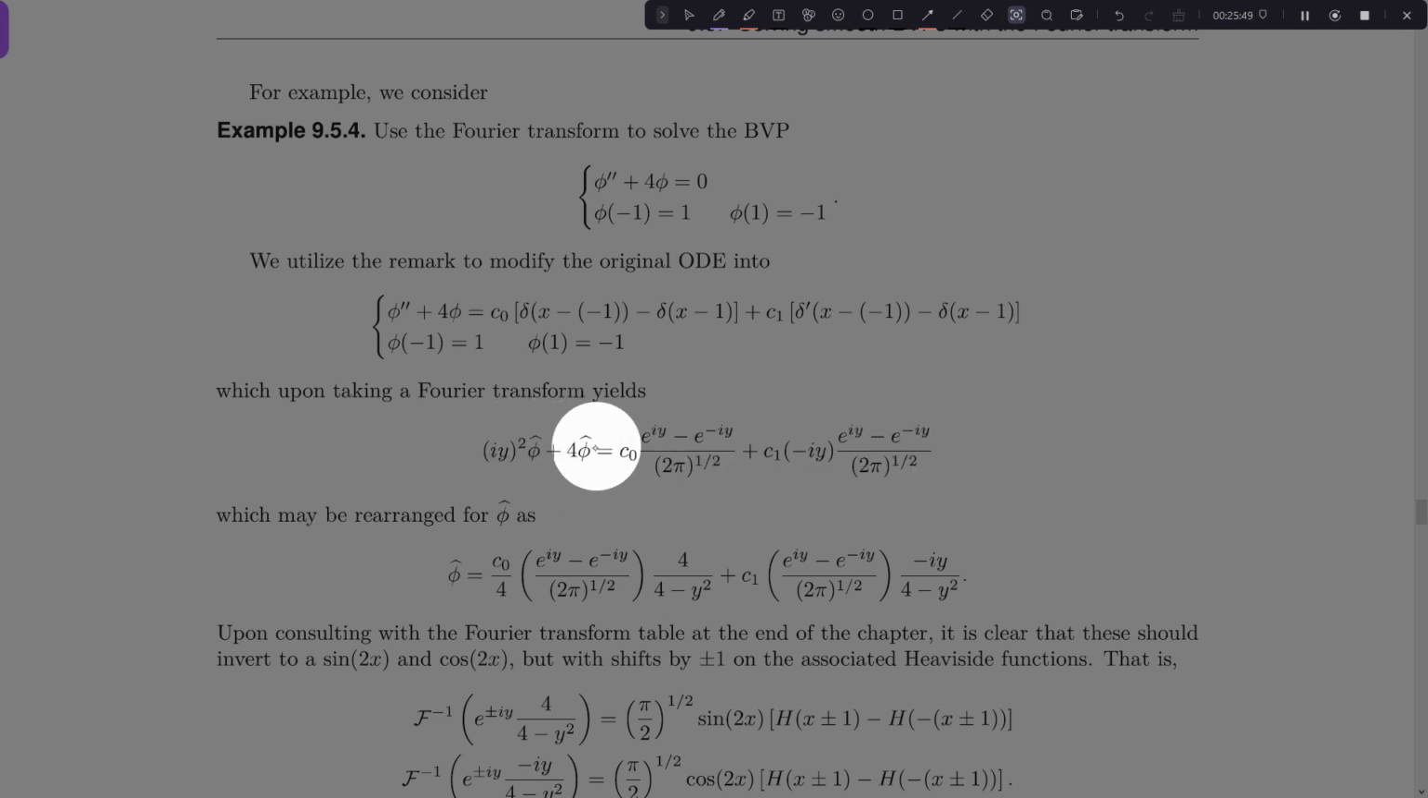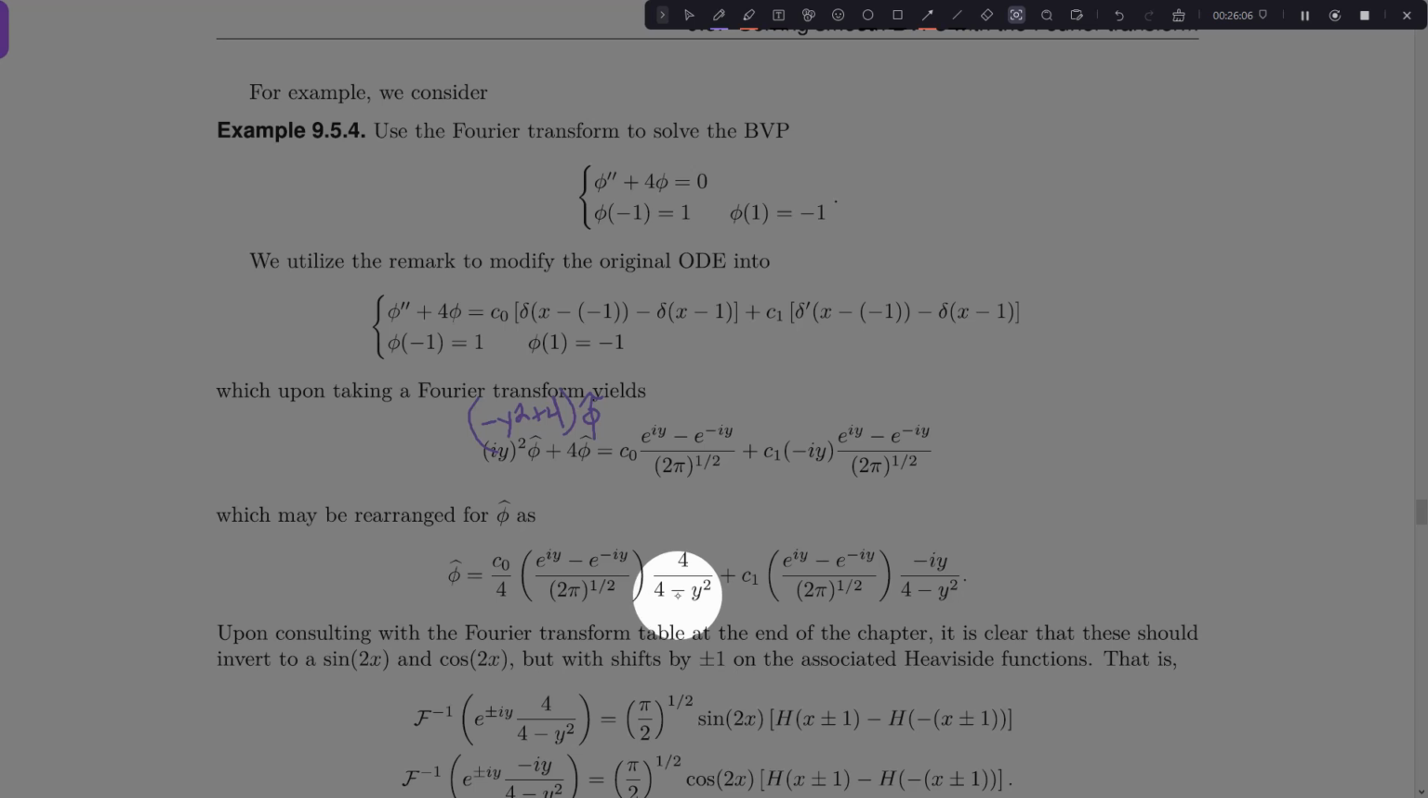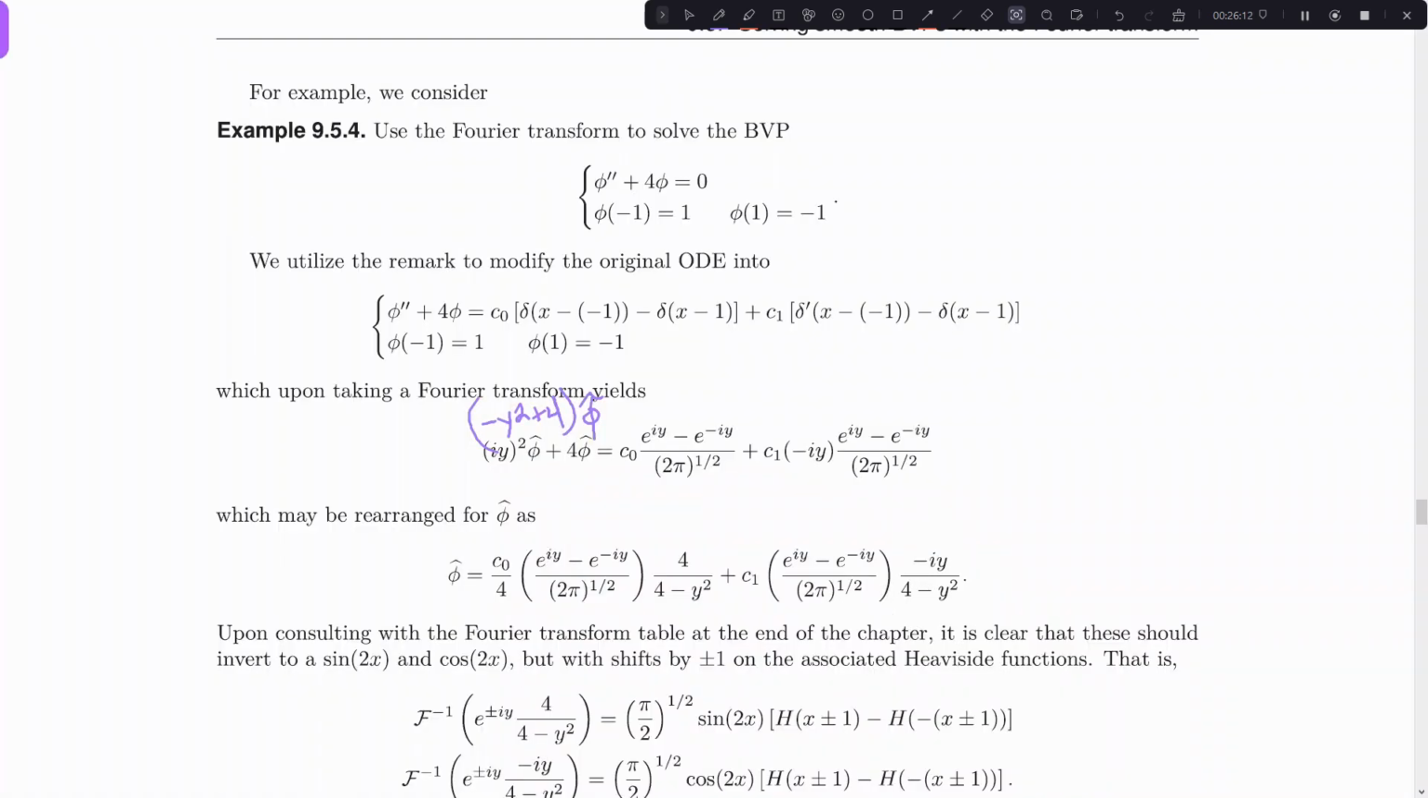Okay, so jumping back here, I have my exponentials and I have my iy out front, and then I've solved everything for phi hat, right? If I factor out phi hat, I'm dividing by what is (iy) squared? That's -y squared plus 4 phi hat. That's what the left-hand side looks like, so I'm going to divide both sides by 4 minus y squared. That's why I have 4 minus y squared in the denominator there, 4 minus y squared in the denominator there. And now I'm going to want to take the inverse transform of these two functions.